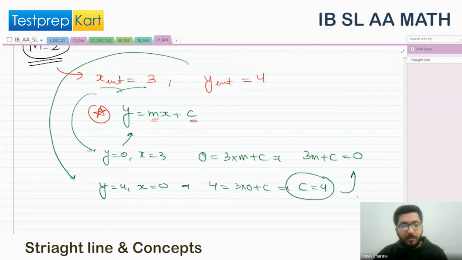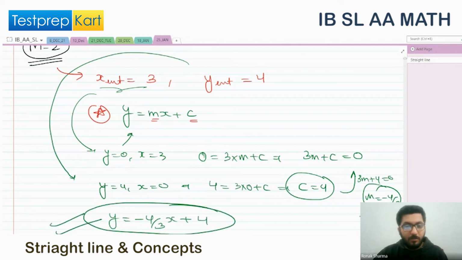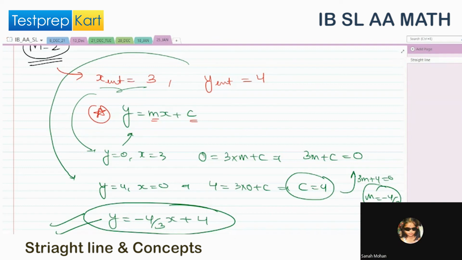Put it here. So 3m plus 4 equals 0, and from here m is minus 4 by 3. So we have got both the values. So the equation of line will be y equals minus 4 by 3 x plus 4. Got it? Note it down. Done? Yeah.